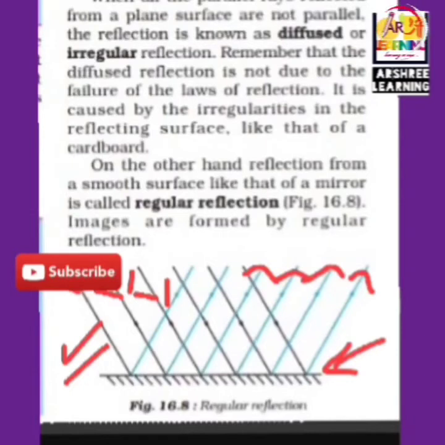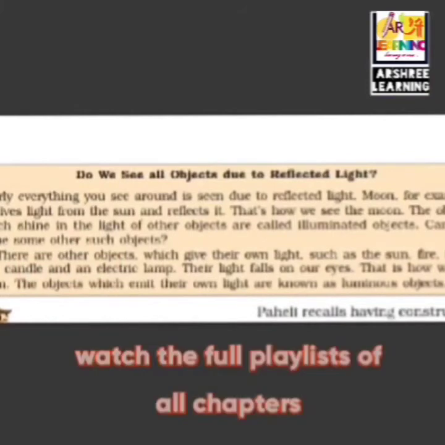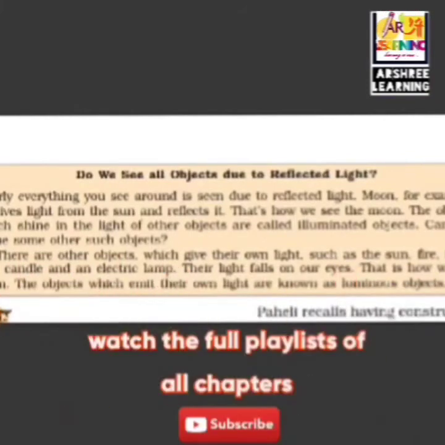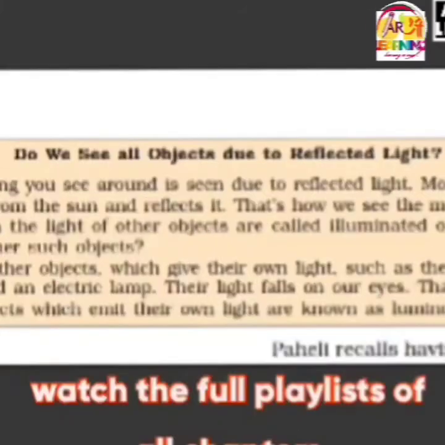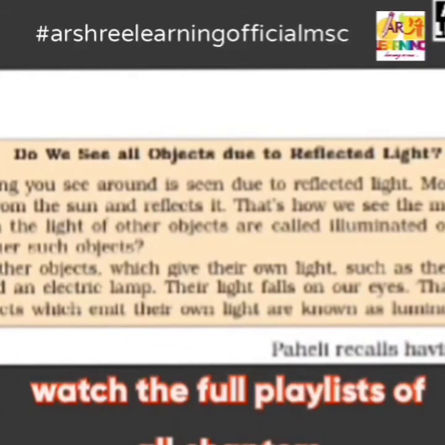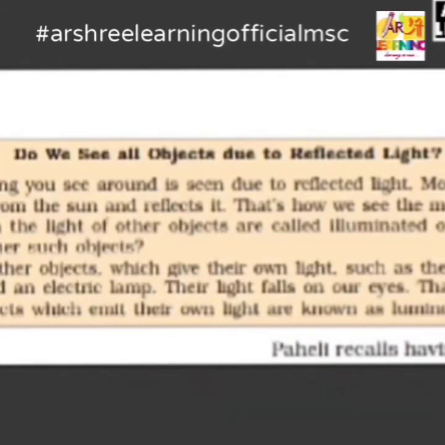Which type of surfaces are most commonly found? Most of the surfaces around us are irregular surfaces. Do we see all the objects due to reflected light? The objects which we see around us are seen because of the light which is falling on them. Most of the surfaces around us are not smooth, they are irregular. So irregular surfaces spread the light in different directions. That is why the light scatters in different directions and objects are seen.